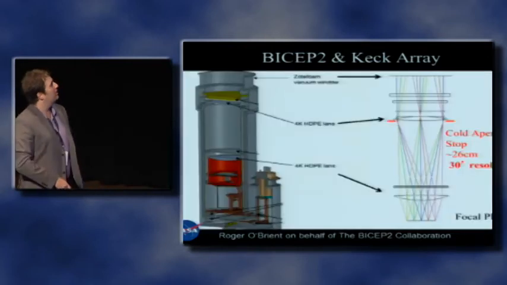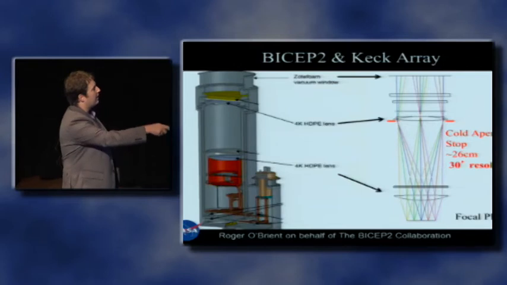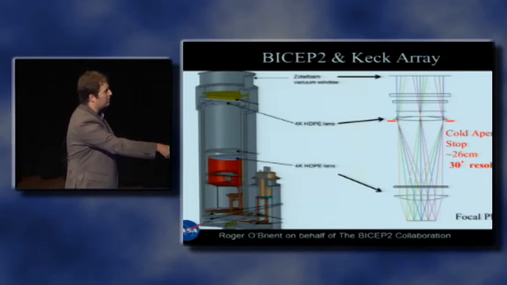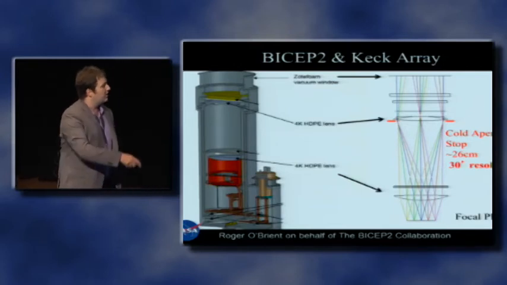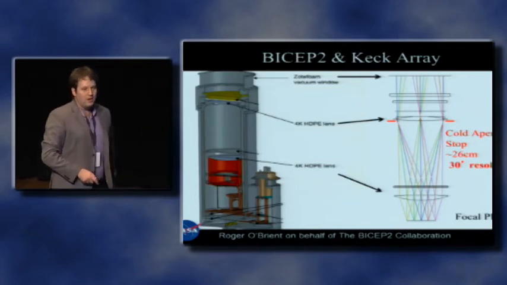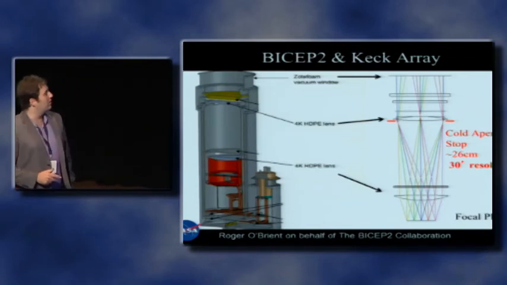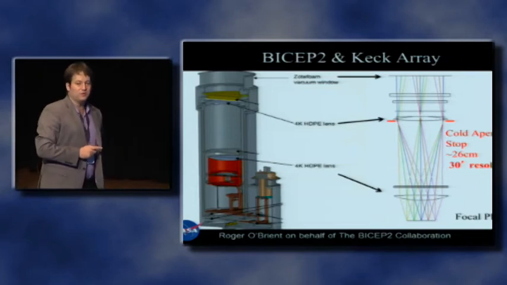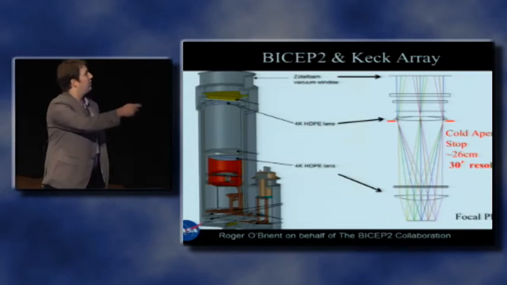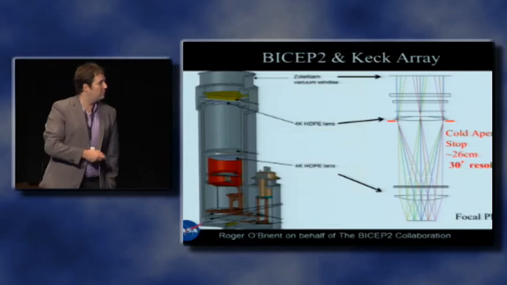That's our mantra here. It contains a pair of plastic lenses that reimage the sky onto a focal plane down here, and they set the resolution here of about a half degree on the sky at our 2 millimeter observing band. Again, just enough to see that 2 degree feature that we're interested in. We put the whole thing inside of a cryostat, and we chill the interior optics to about 4 Kelvin.